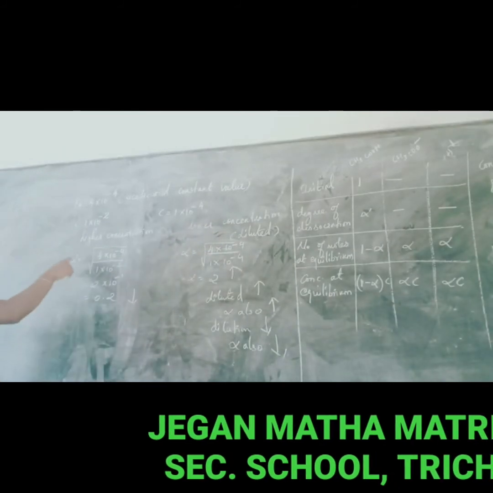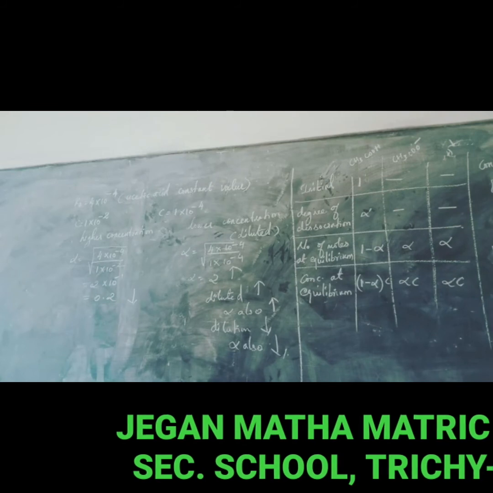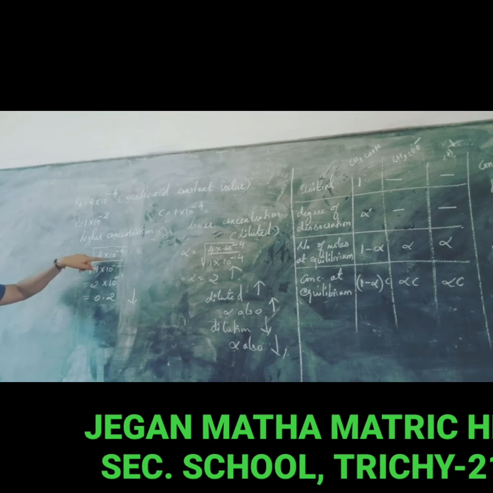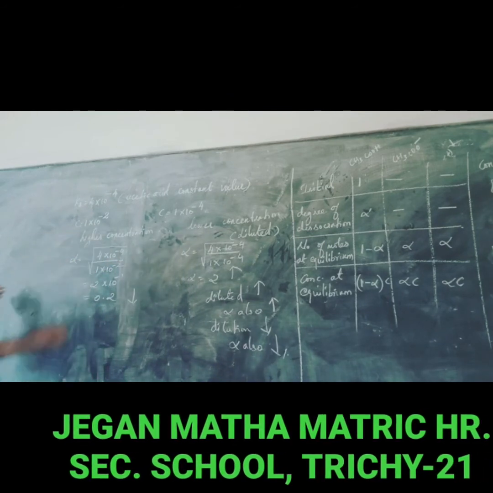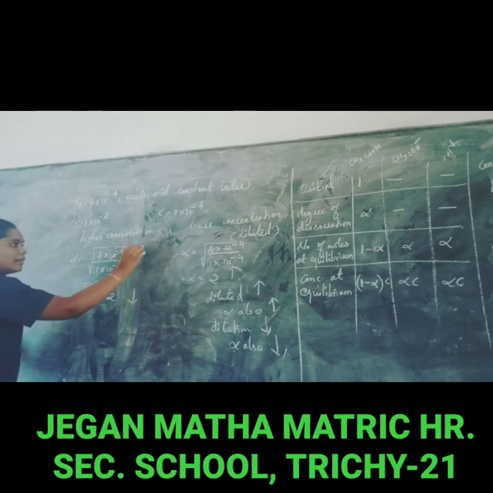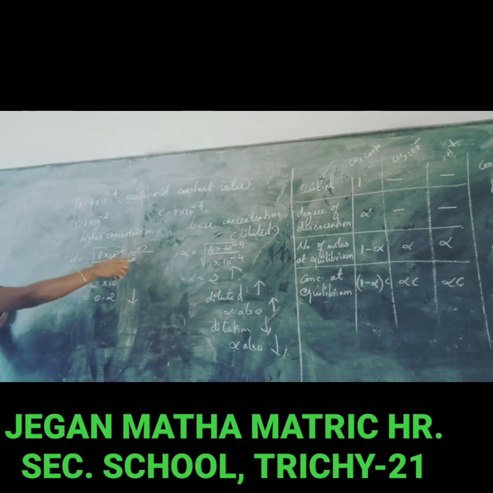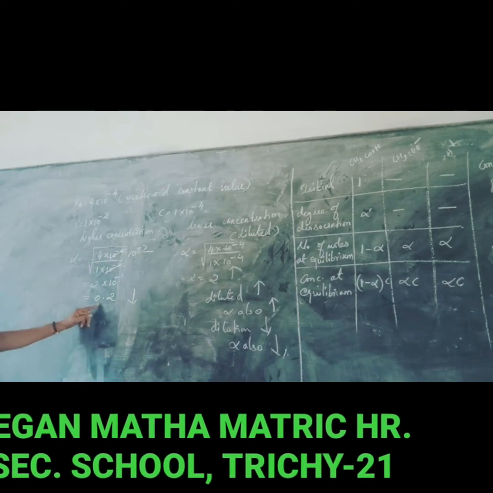So already we know the formula for alpha is equal to square root of Ka by C. Ka value is 4 into 10 power minus 4 and C value is 1 into 10 power minus 2. So cancel the 10 power minus 2. Square root of 4 is 2, and 10 power minus 2 square root is 10 power minus 1. So the answer is 0.2.